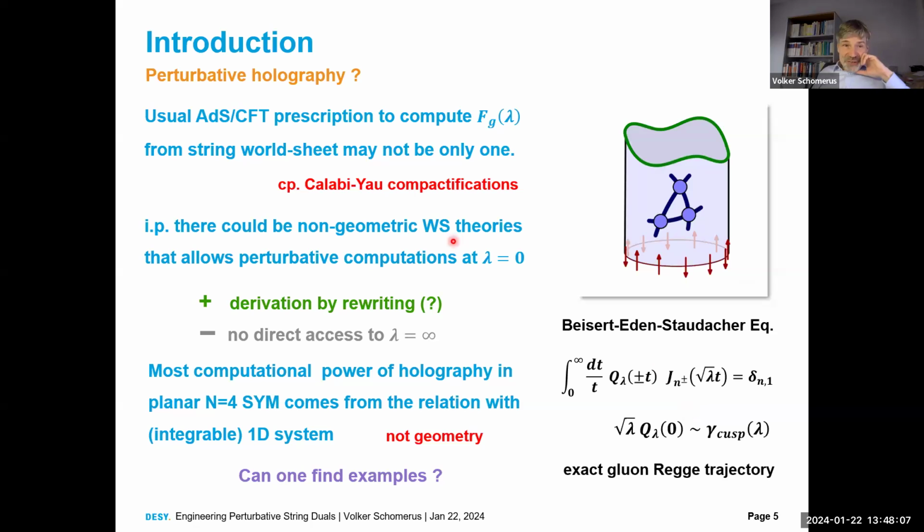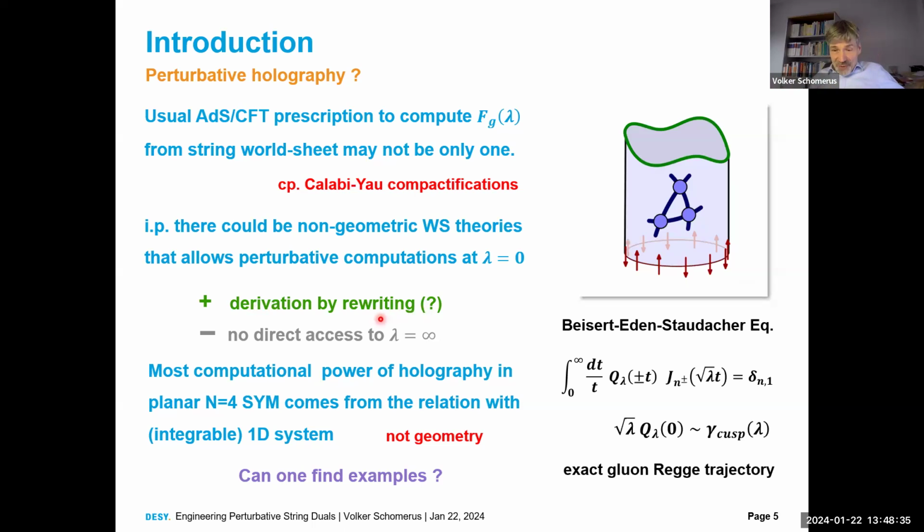So I want to argue, so this is what I call perturbative holography. Perturbative holography is a holography where you have a non-geometric worldsheet description that works best around lambda equals 0, and engineering such a thing is really just rewriting the gauge theory expansion in terms of a string theory expansion.